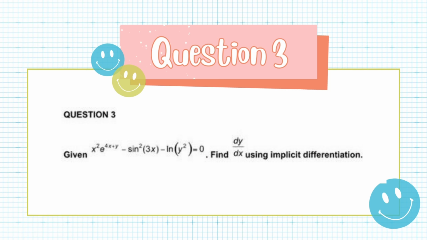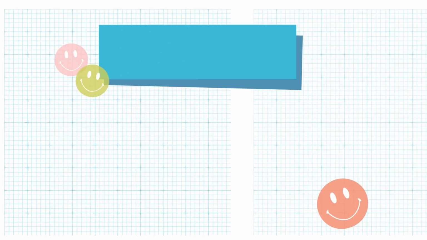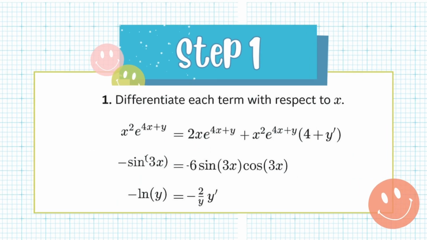For question 3, given x squared e to the power of 4x plus y, minus sin squared 3x, minus ln y squared, equals 0. Find dy/dx using implicit differentiation. For step 1, we have to differentiate each term with respect to x. For x squared e to the power of 4x plus y, we got 2x e to the power of 4x plus y plus x squared e to the power of 4x plus y times (4 plus y prime).